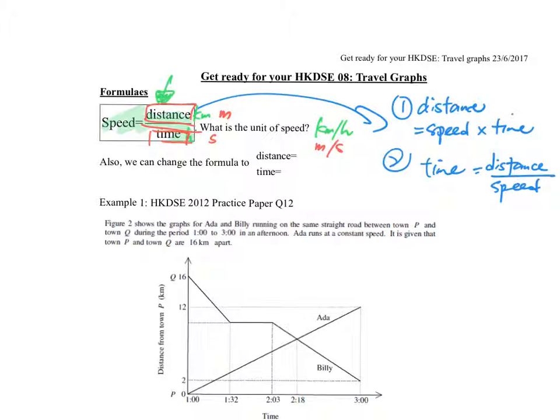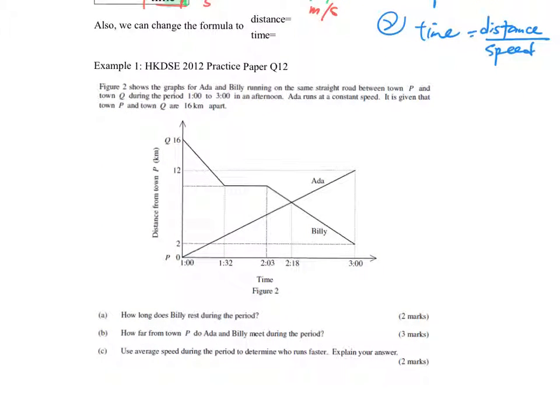Afterward, I will take practice paper 2012, question 12 as an example to demonstrate how you use speed is equal to distance over time. First of all, let's see whether you really understand the diagram. There's a boy called Billy, who is running from point Q to somewhere 2 km apart from P. That's why Billy runs only 14 km in the question. While Ada starts from point P and runs to somewhere 12 km apart from P, or you may say 4 km apart from Q.